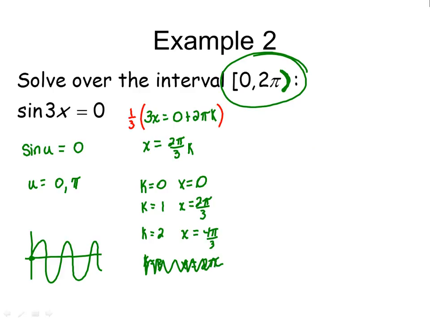Okay, so now let's go back with the other one. 3x is equal to pi plus 2 pi k. But we don't want 3x, we want x. So we're going to have to multiply by 1/3. So we're going to get x is equal to pi over 3 plus 2 pi k over 3. Okay.